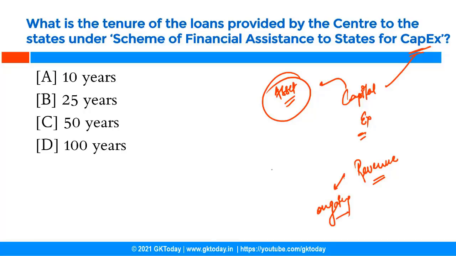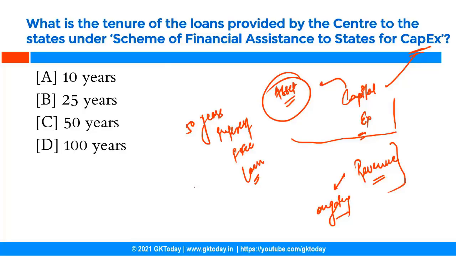For example, you have money and you want to build a school. So the money which you used in order to build the school is capital expenditure. Later, the money which you are using to operate that school will be revenue expenditure. So recently, to promote capital expenditure, this particular scheme was in news. As per this scheme, the central government is going to provide loans to the states, and this will be an interest-free loan for 50 years. And the Finance Ministry has decided to provide an additional amount of up to rupees 15,000 crore. So that is why it was in news.